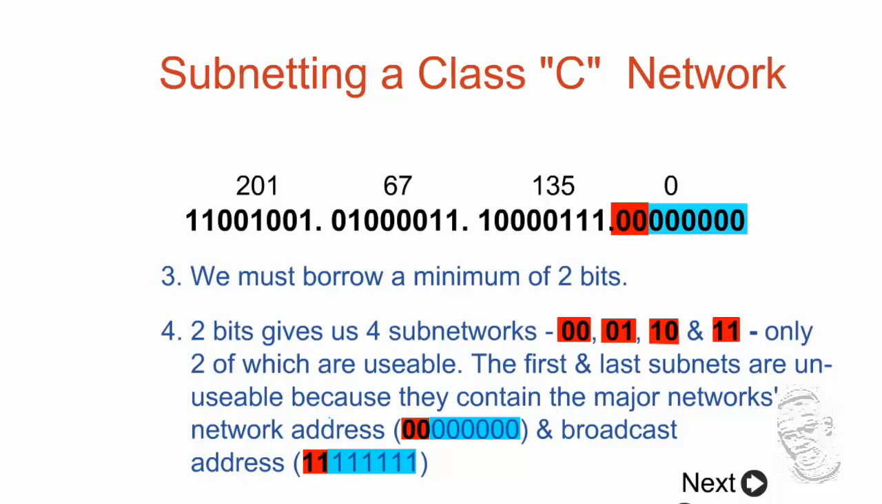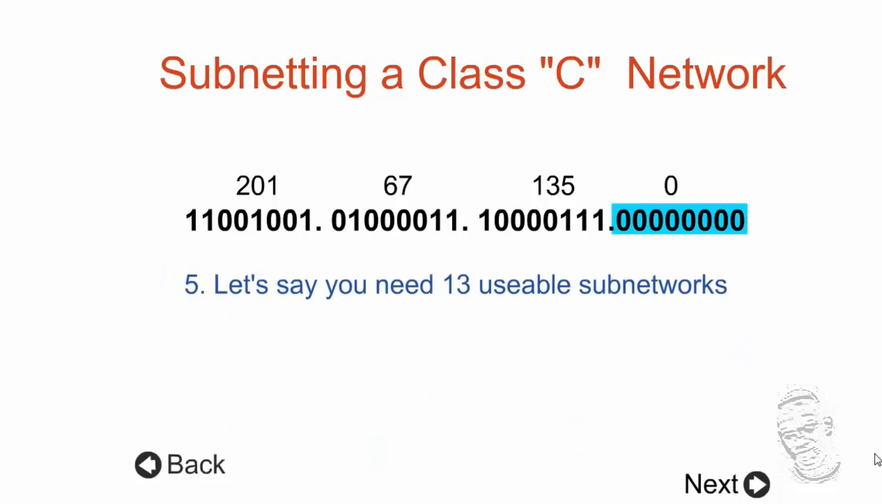However, only 2 of which are usable. The first and the last subnets are unusable because they contain the major network's address, 00, and the broadcast address, 11 in this case. Let's say you need 13 usable subnets, just for example.